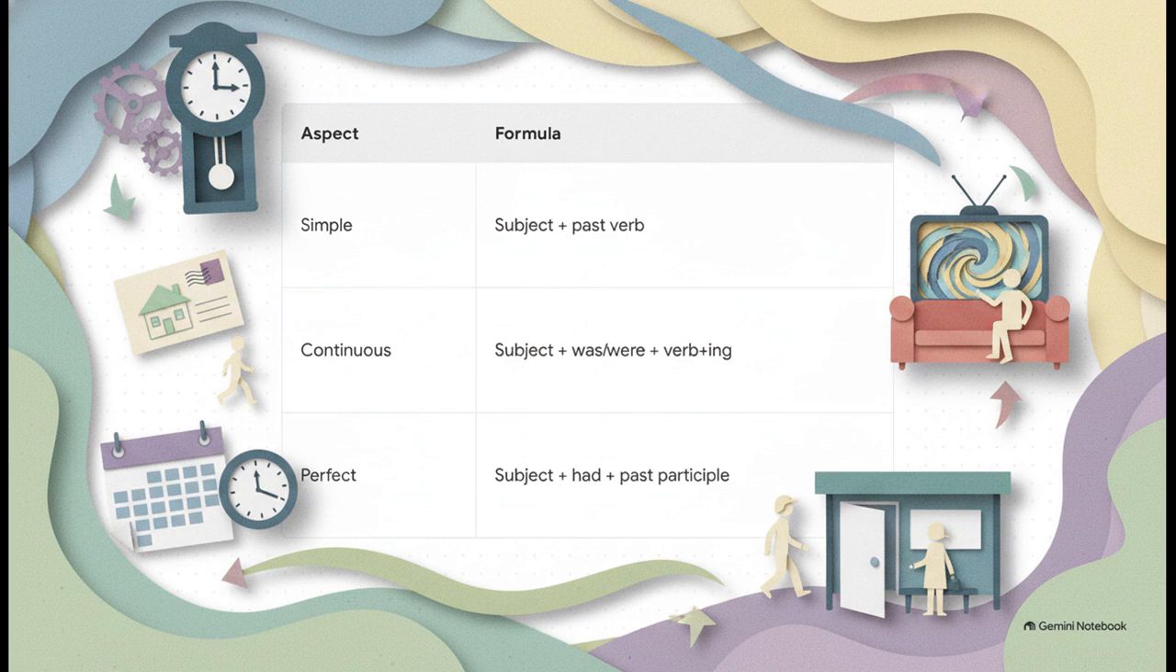Now slide on over to the past tense. The logic here is exactly the same, actually. It's just shifted backward in time. Finished an action, boom, simple past. She visited her grandmother. Was it ongoing in the past? They were watching a movie. And if it's an action completed before another past action, that's past perfect. He had left before I arrived.